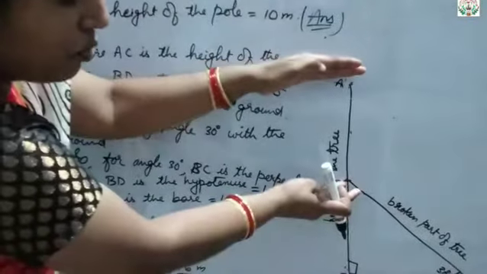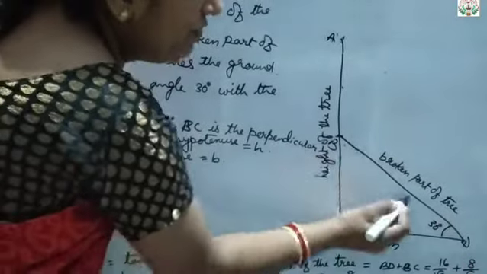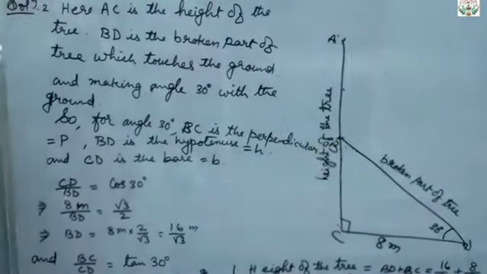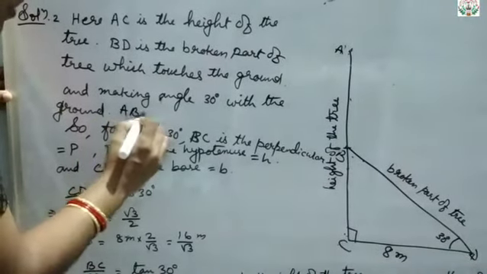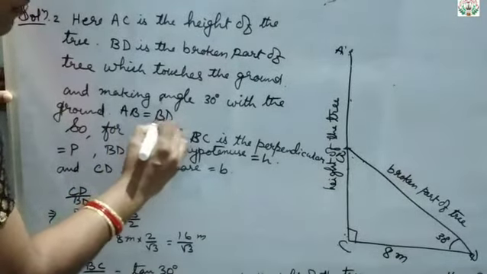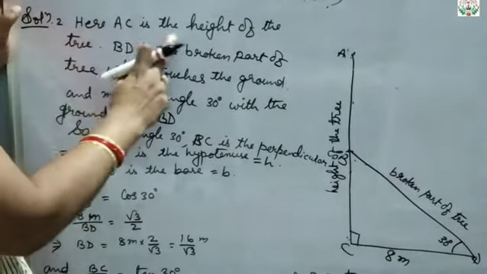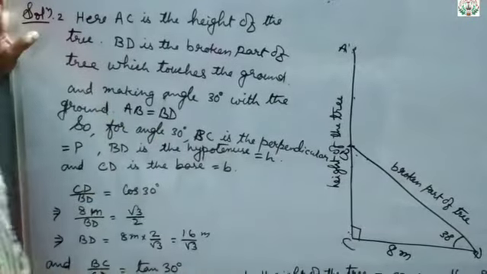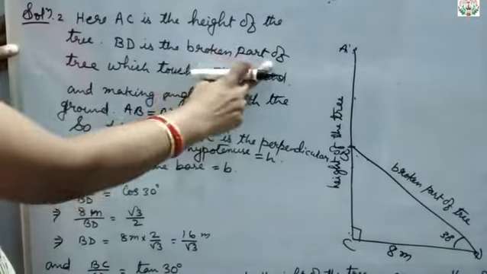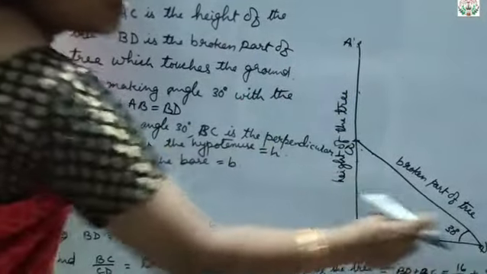So the broken part AB touches the ground at D. That means BD will be equal to AB, is it not? You can write here AB equals BD. Right? Because here you can see AC is the height of the tree. AC is the big tree. BD is the broken part of the tree because this part AB broke and touches the D part.